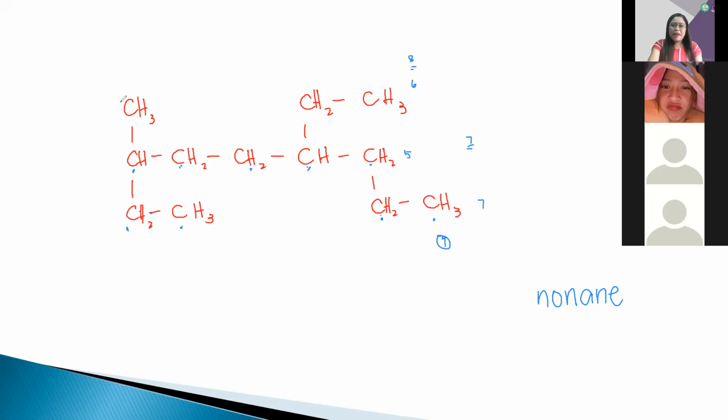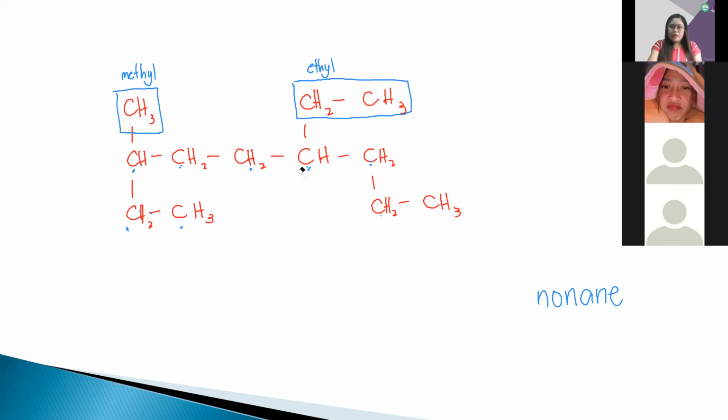Therefore, if that is the parent chain, this becomes a branch or a substituent, and this also becomes a substituent. Dalawa lang yung substituent natin, class. This one here is a methyl, kasi 1 carbon, and this one is 2 carbon, so we call this an ethyl. Yan lang yung substituent natin. Substituents. Now, if magna-number tayo ng carbon, saan kaya tayo mag-start?